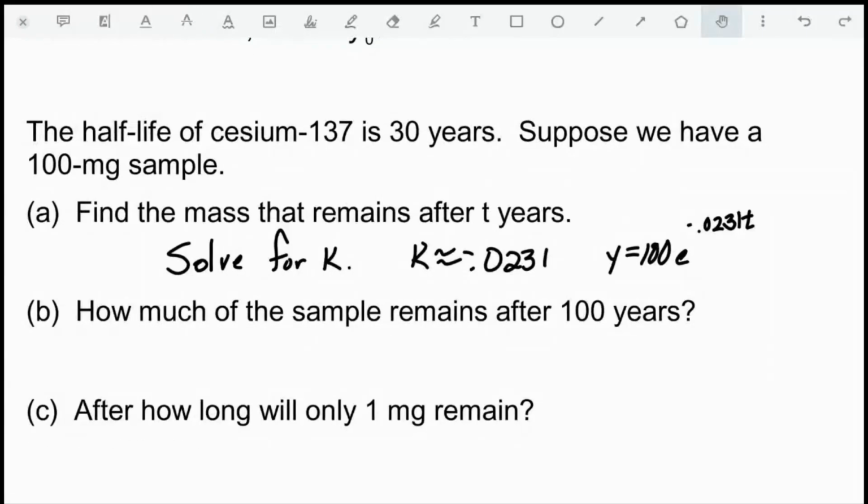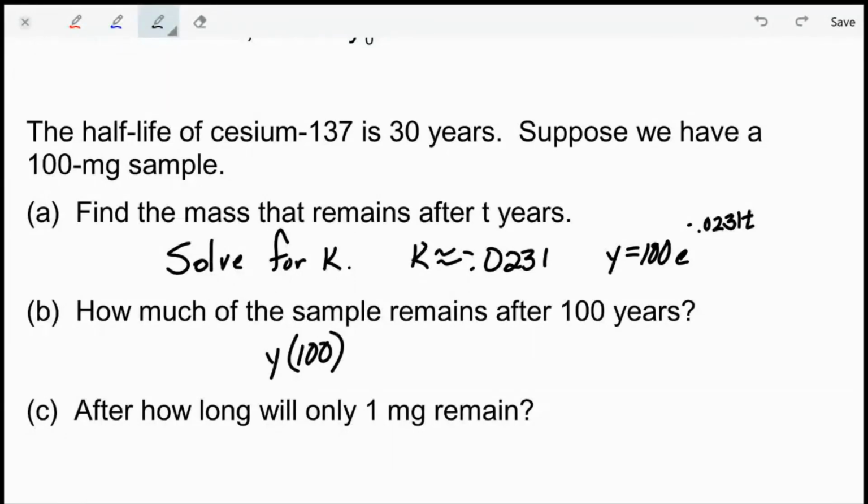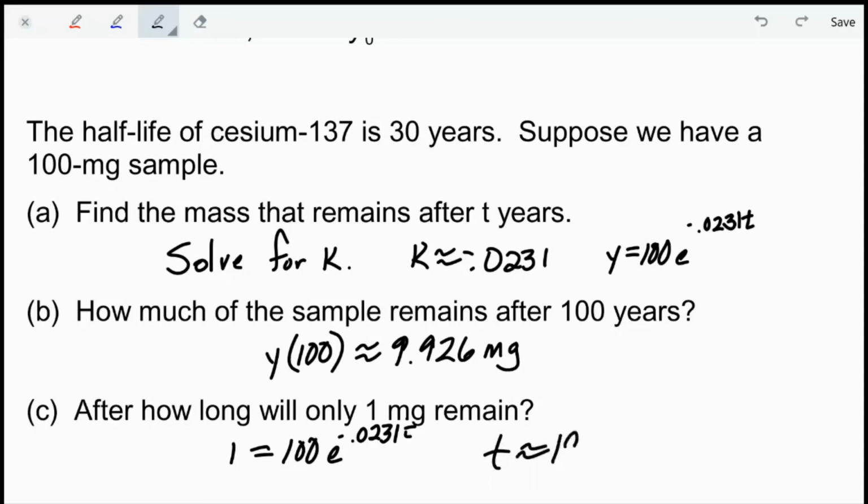Okay, so then B, how much of the sample remains after 100 years? Easy, plug in time is equal to 100, and you get the amount at time 100 to be approximately 9.926 milligrams. Or on part C, how long will only 1 milligram remain? Well, on that, I would just say, okay, I want 1 to remain. Set that equal to 100 e to the negative 0.0231 t power. And again, it's just an algebra problem. We get here, time is approximately 199.358 years.